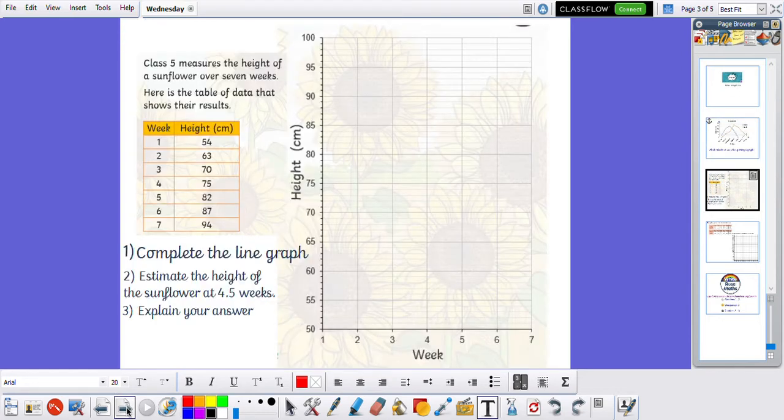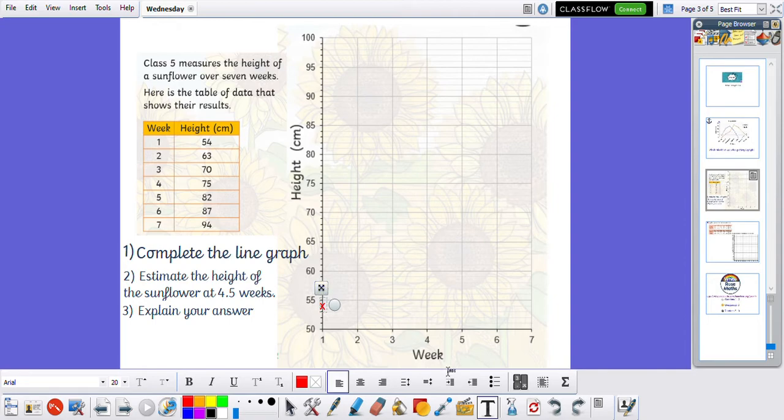So we have got a graph and we've got three questions to have a look at. It says complete the line graph. So I've got this table here. It says class 5 measures the height of a sunflower over 7 weeks. Here is a table of data that shows their results. Week 1 is 54 centimetres in height, so I need 54. So 54 is about there. So I'm going to take my X and mark it on.